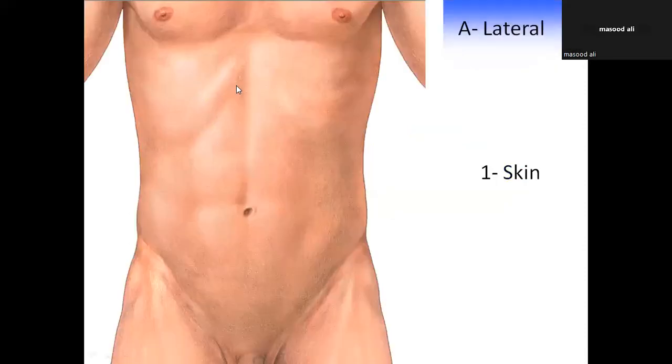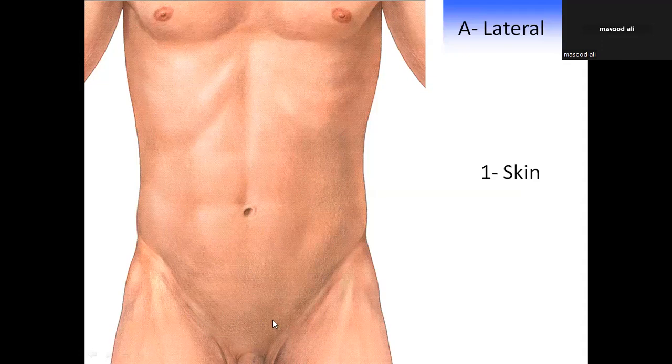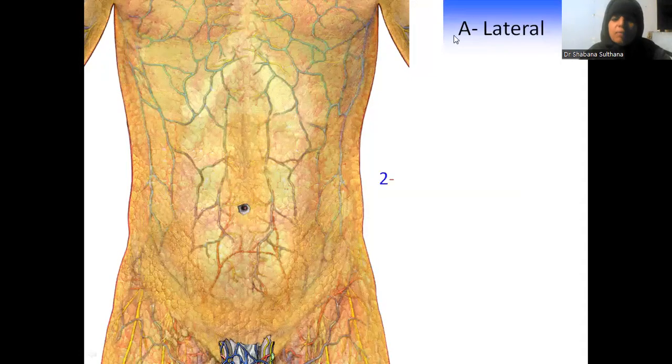On the lateral side, the first thing you come across when you do the dissection is skin. So what is this line? I said linea alba, from the xiphoid to the pubic symphysis, linea alba. Once you remove the skin, we will see the superficial fatty layer.